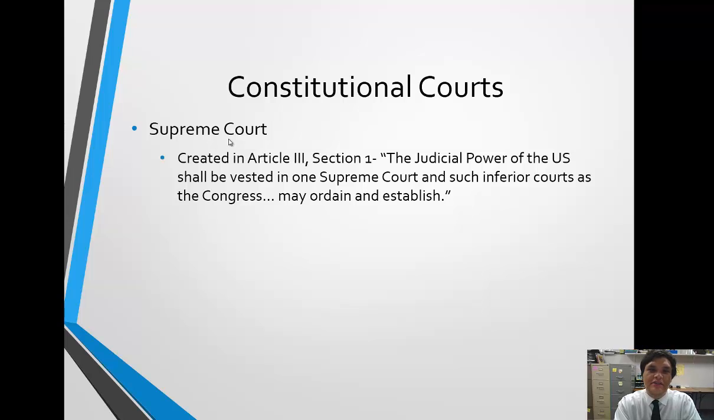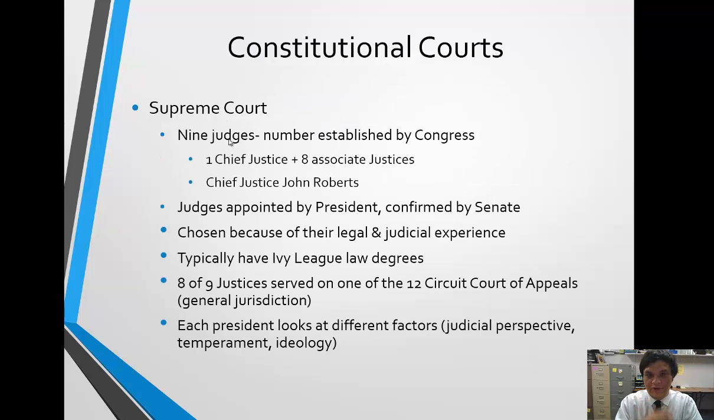So far the system is working well with our 13 courts of appeals and our 94 district courts, but let's say a population shift occurred or something like that. Congress could actually establish more courts if they want to. So know for the purpose of your test that courts are set up in Article 3, Section 1 of the Constitution. Let's go ahead and talk a little bit more about the Supreme Court itself.